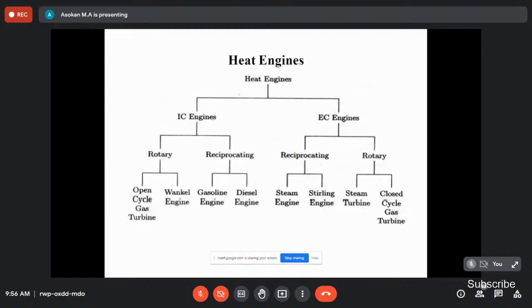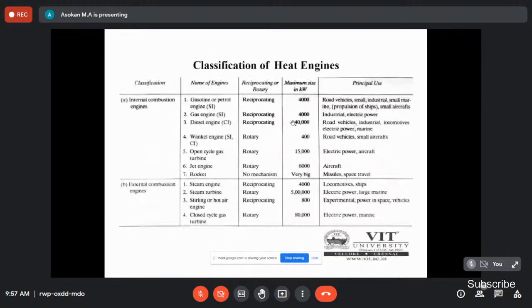Heat engine: the chemical energy of the fuel is converted into heat, and the heat is converted into work in the engine. There are two major classifications of heat engines: IC engines and EC engines, that is, the internal combustion engine and the external combustion engine. In the broad classification of IC engines, I classify them based on maximum capacity.